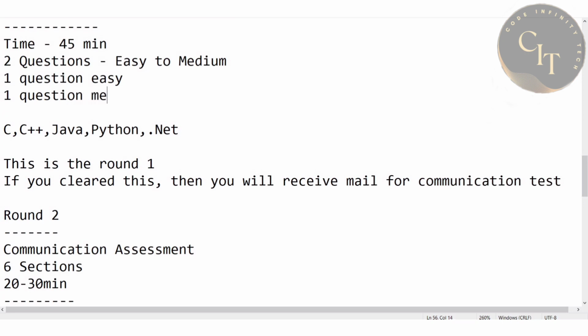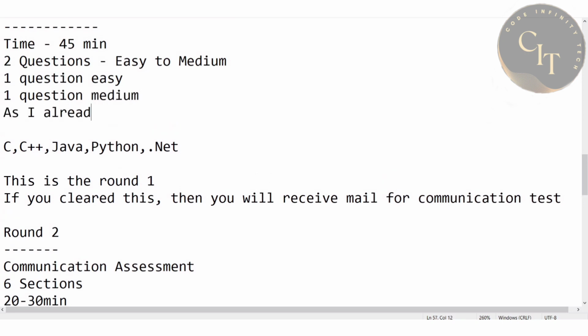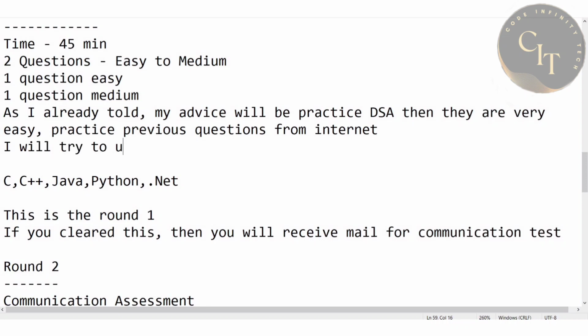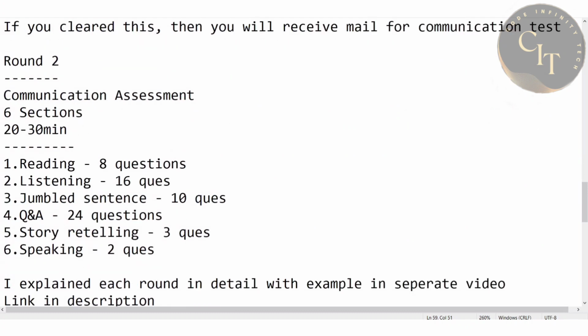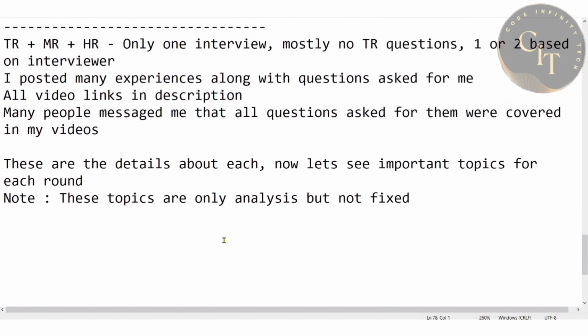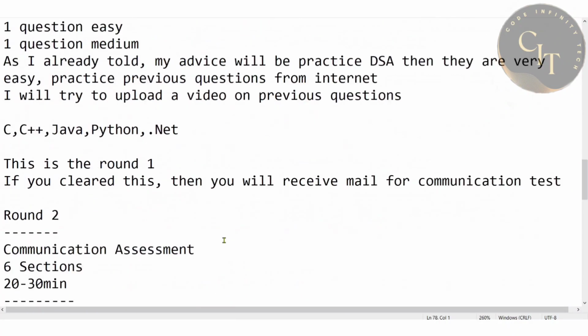And then coming to the topics for the coding section, I already mentioned my advice is to practice DSA, and practice questions on arrays, loops, conditions, recursions, functions, all those fundamentals of programming. One question will be easy and one question will be of medium level, so you will be able to solve them if you are good at programming, so don't worry. Also you will have a number of previous questions. Once you search the internet for previous coding questions of Accenture, you will get a list of questions. Don't look at the solutions, and try to practice them. I will also try to upload a video on the previous questions. Practice more previous questions, then you will get an idea of how questions will be asked.